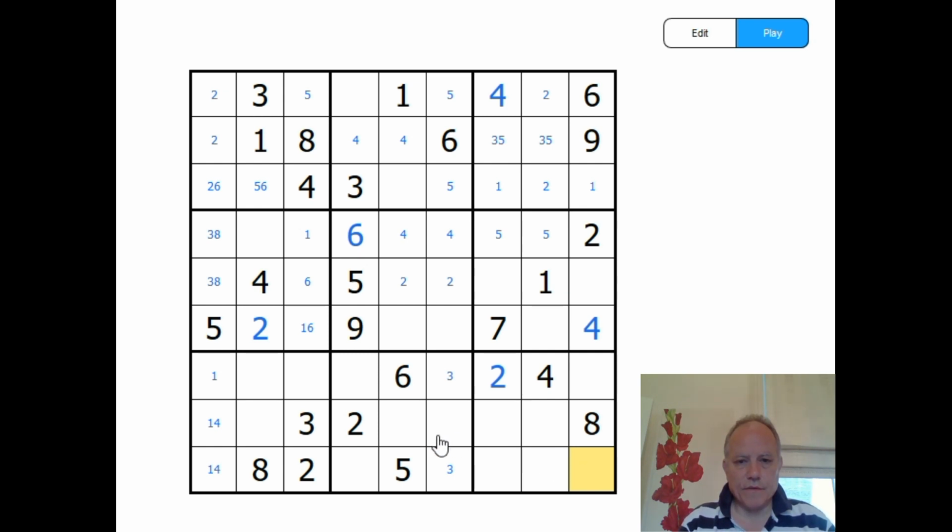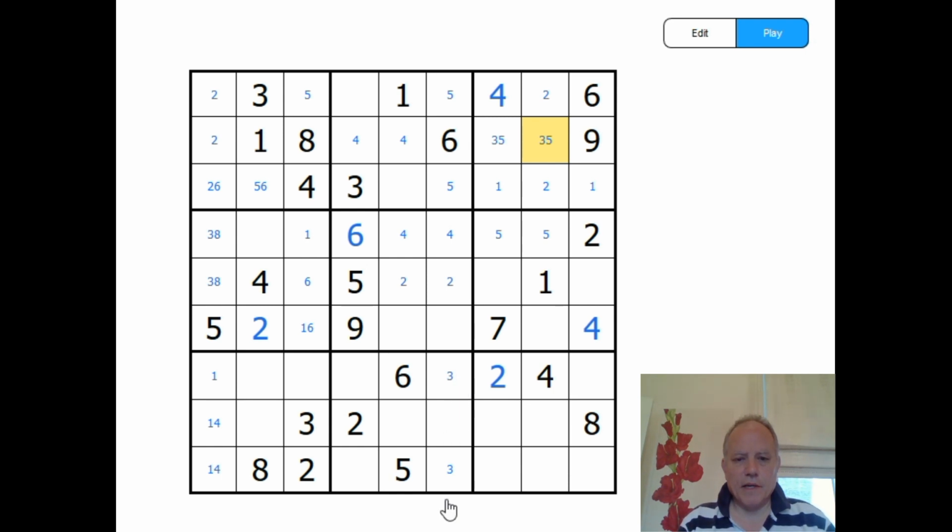Let's see what else we've got going on. Looking for something else that'll help us make some progress. Quite difficult, actually. I mean, it's certainly not an easy puzzle. I thought that 3-5 pair was going to be very useful, and it's given us a bit more, but not got us home. 7, 2, 4, 5, 3, 9.